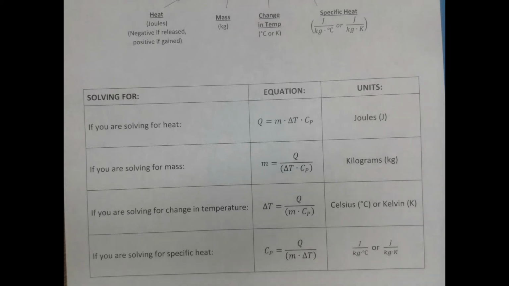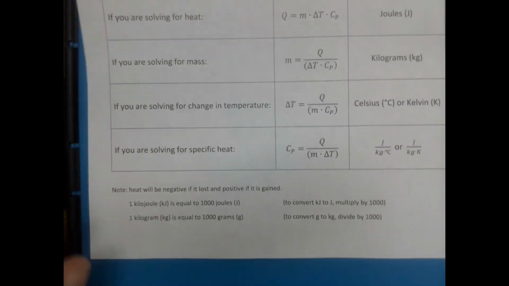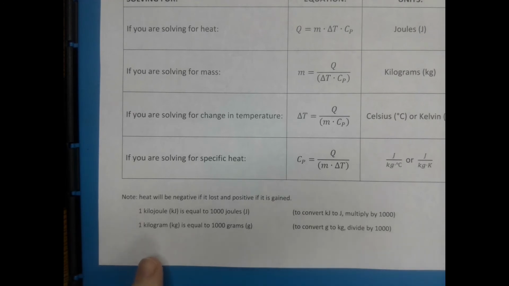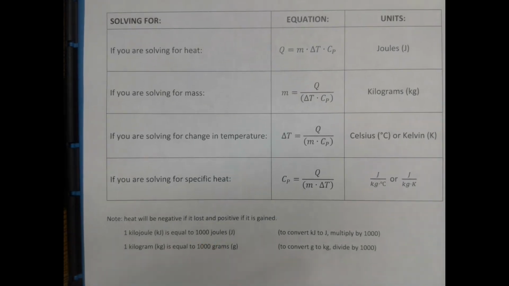So let's work on some examples. Also remember, we need our mass to be in kilograms. So if you're given grams, you're going to have to convert it into kilograms. We also want our energy or heat to be in joules. So if we're given kilojoules, we need to convert it into joules by multiplying by 1,000. Kilo means 1,000. So a kilojoule just means 1,000 joules.